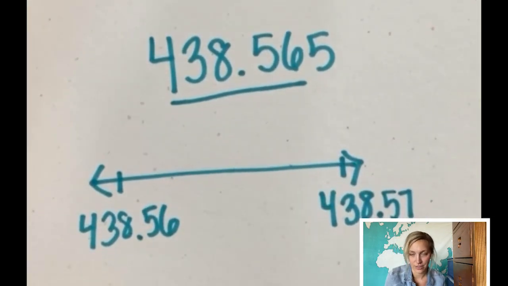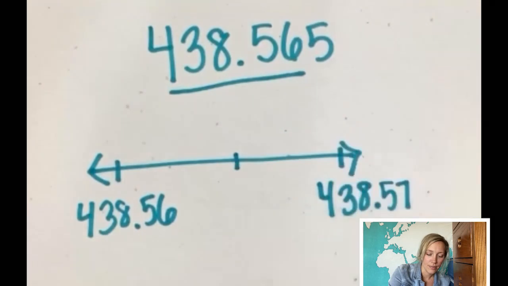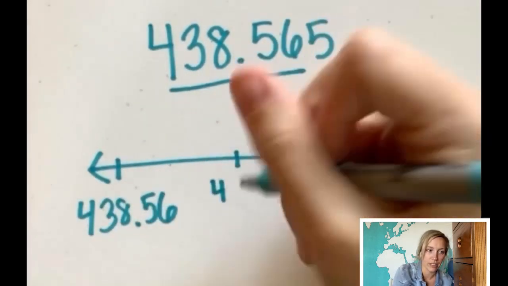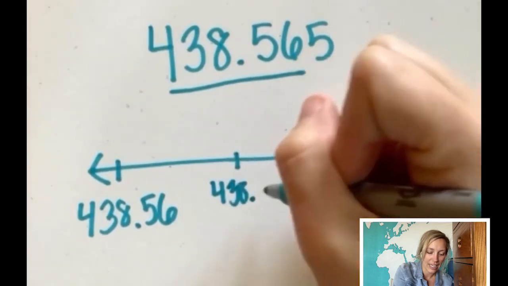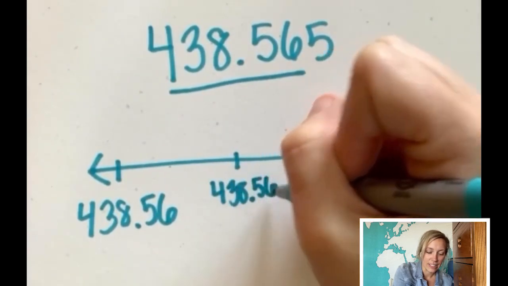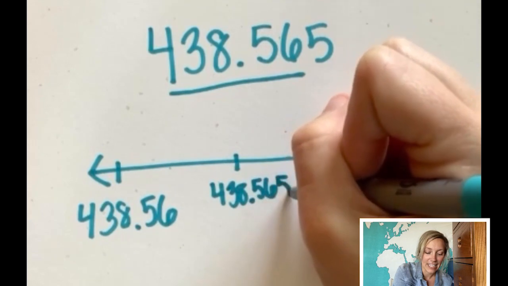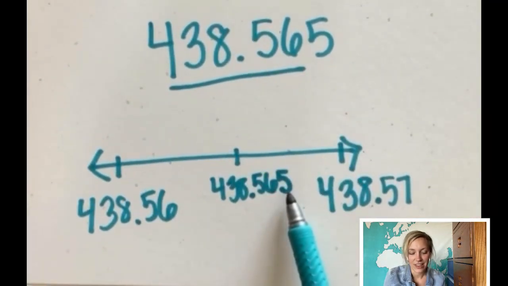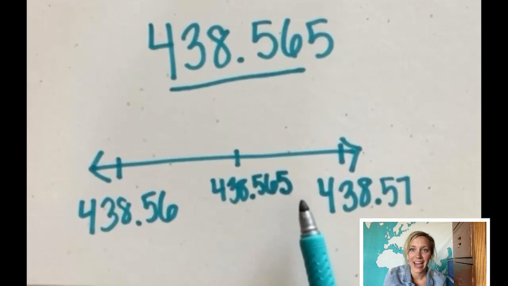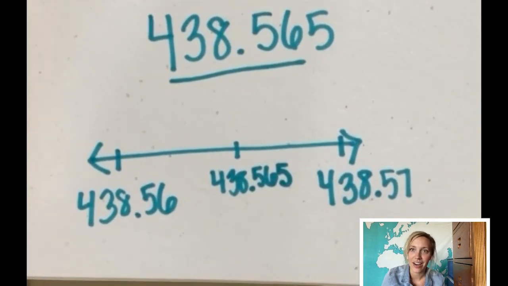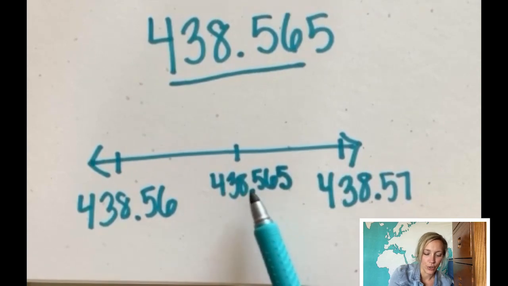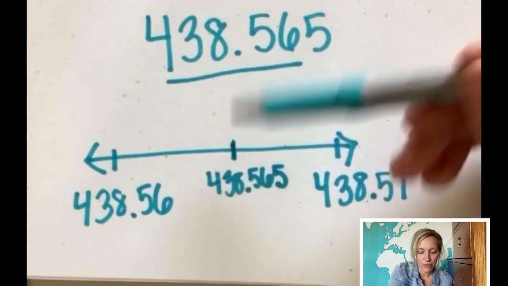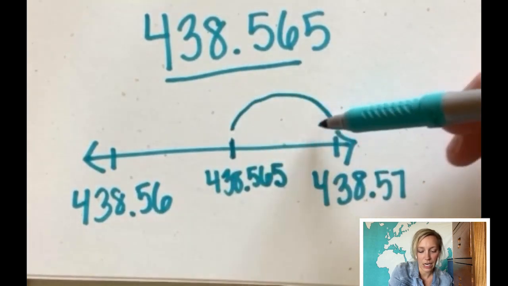57 hundredths. Awesome. Now my middle benchmark will be 400, everything from here, 38 and 56, and then our 5, because 5 thousandths is going to be half of your hundredth. So check it out. That number is the exact same. When you're halfway in between, we round up.